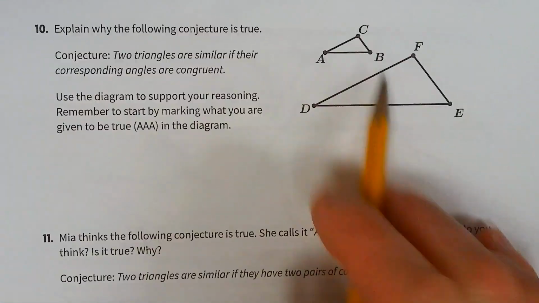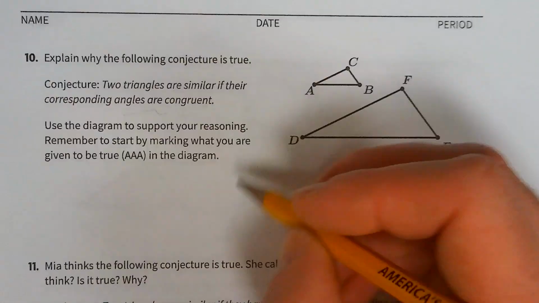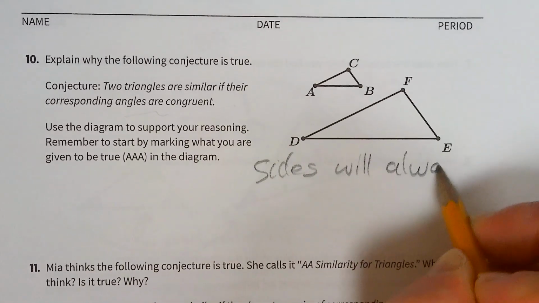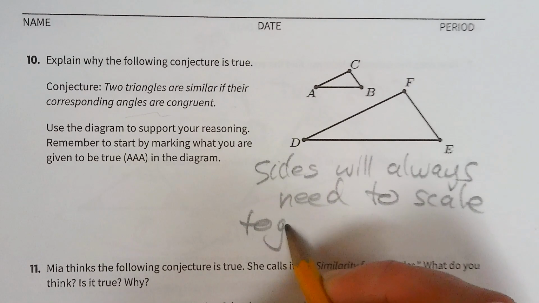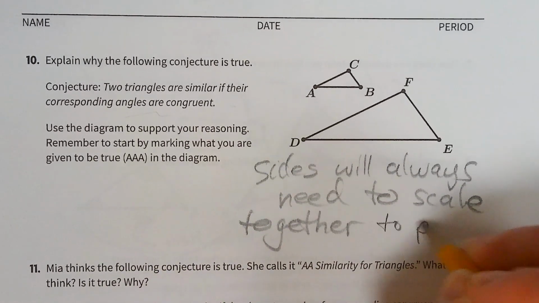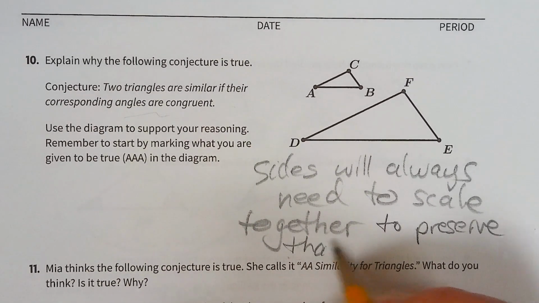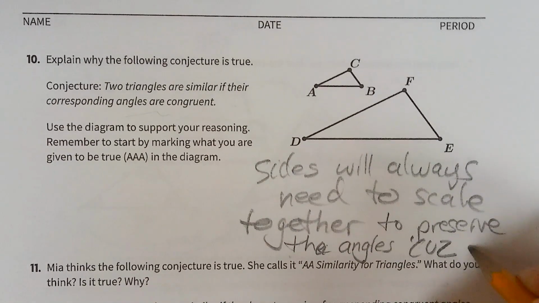Similarity. I mean, if you remember, it does not work for congruency because they can change sizes, but it works for similarity. Two triangles are similar if their corresponding angles are congruent. We just explained why that's true. Sides will always need to scale together to preserve the angles, because it's all connected.